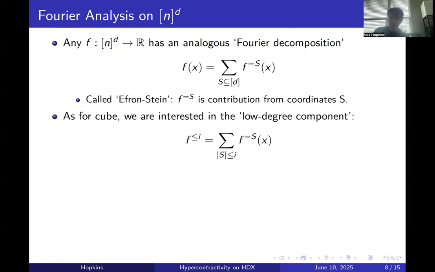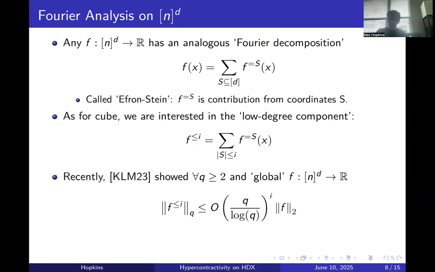Again, as for the cube, usually in application, we're interested in bounding the behavior of low-degree components. So we'll define the same f less than or equal to I as the sum of the components up to size I, the low-degree components. And only quite recently, Keevash, Lifshitz, and Marcus proved an optimal hypercontractive theorem for [n]^d. They showed that for all q greater than or equal to 2, and global f, a function that is not correlated with any local subset, the q norm of the low-degree component is at most (q over log q) to the I times the 2 norm of f.